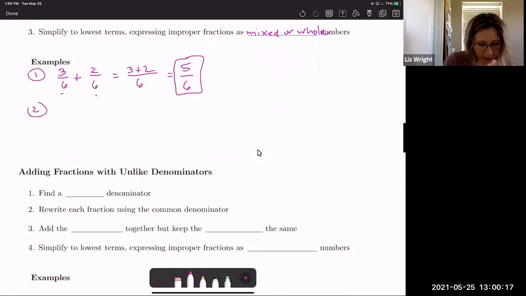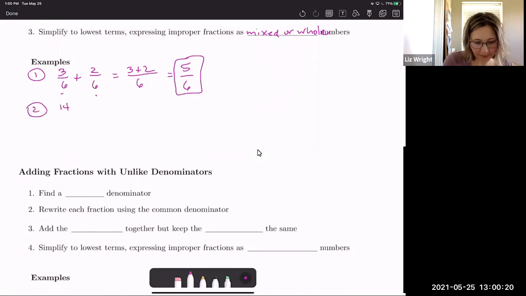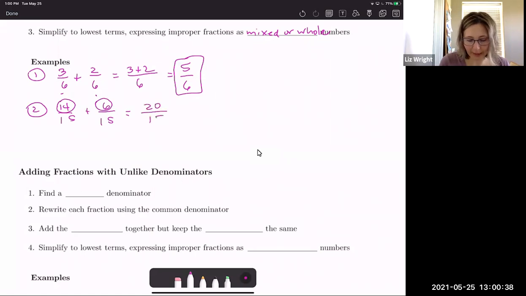Our next one that we're going to check out, it's going to be 14/15. And we are adding 6/15 to that. So again, you're checking to make sure that your denominator is the same, and it is. So now we're going to take 14 plus 6, and that's going to give us 20/15. And then we're saying, okay, well, is there anything I can do to simplify that? Do I have a common factor? And we do. We've got a common factor of 5. So we can take that out and then we're going to end up getting 4/3.